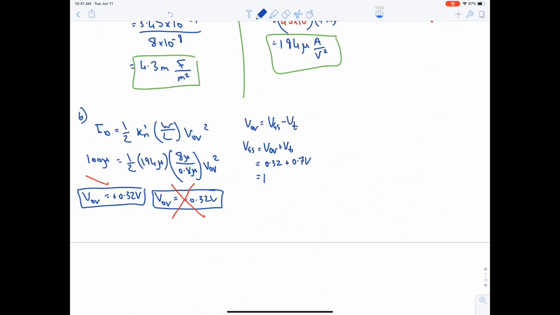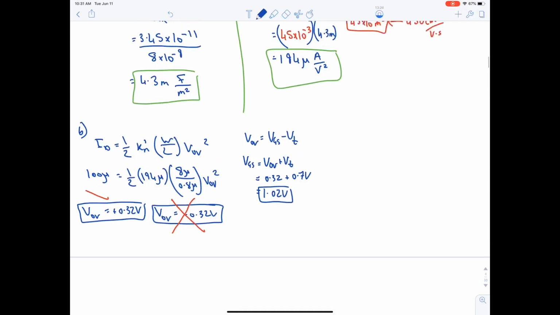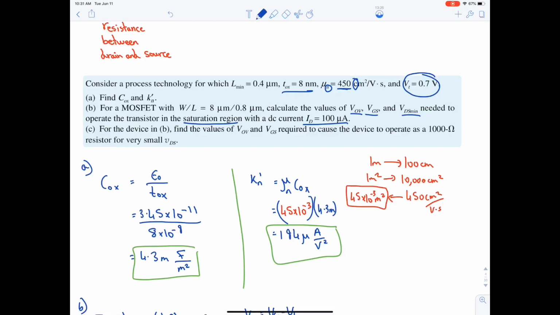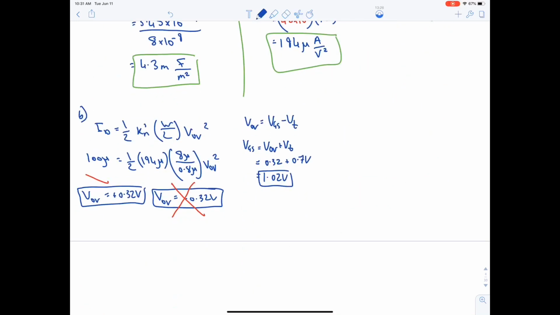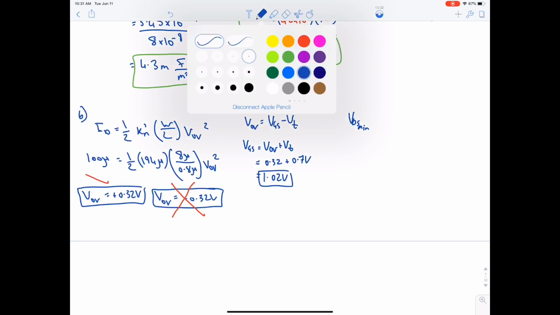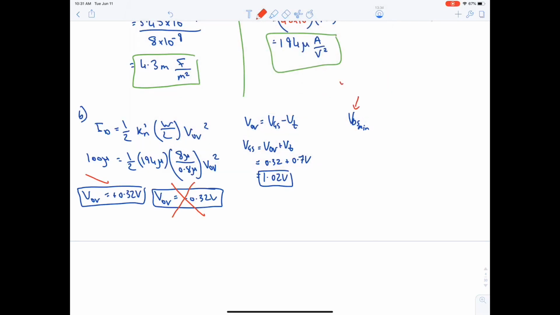This is equal to 1.02 volt VGS. After VGS, we need to find VDS minimum. Now VDS minimum, why did he say minimum? Minimum means that we are in edge of saturation. Edge of saturation.